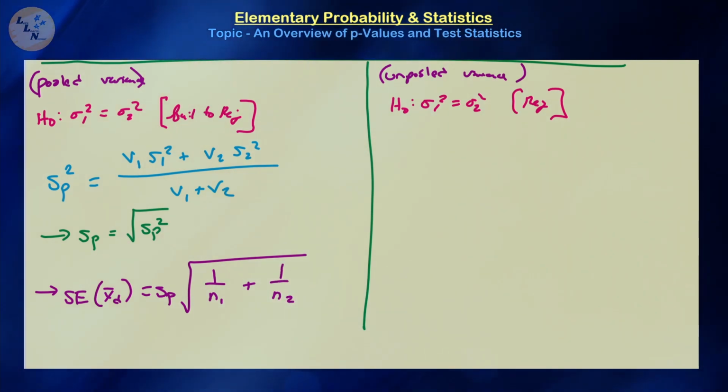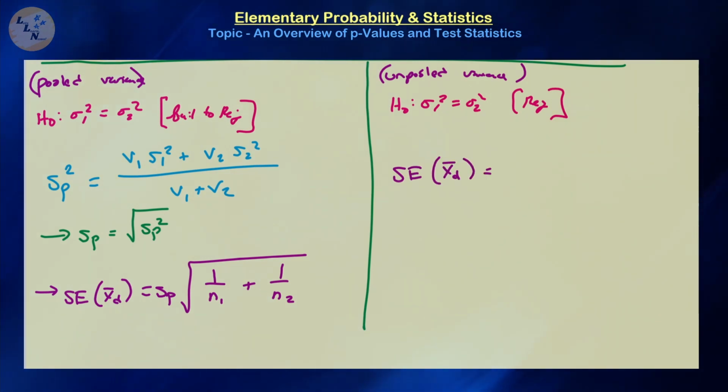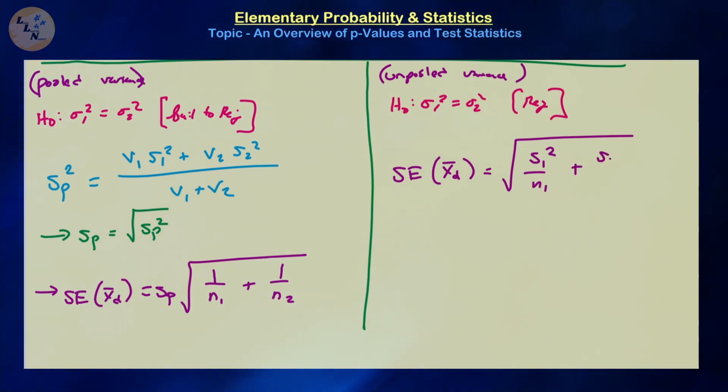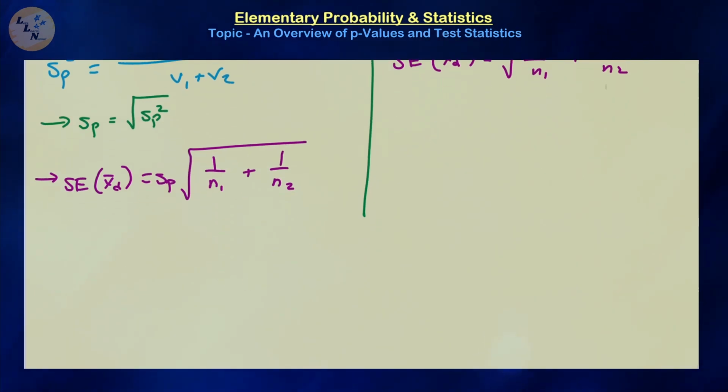Now, in the unpooled variance world, you don't need to calculate a pooled variance, which is actually pretty nice. You can directly calculate the standard error of x bar d to be equal to the square root of s1 squared over n1 plus s2 squared over n2. So it's actually nicer than the pooled variance perspective. Now, the degrees of freedom, because we're still going to be using a t-test statistic for both of them, is going to be different for each.